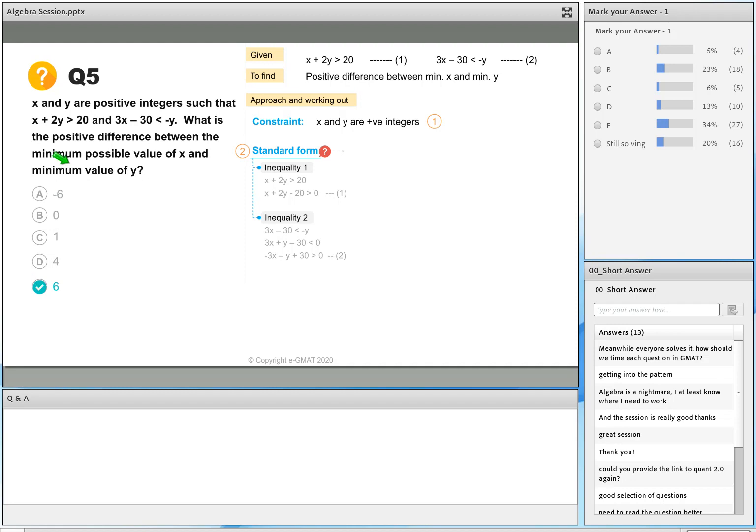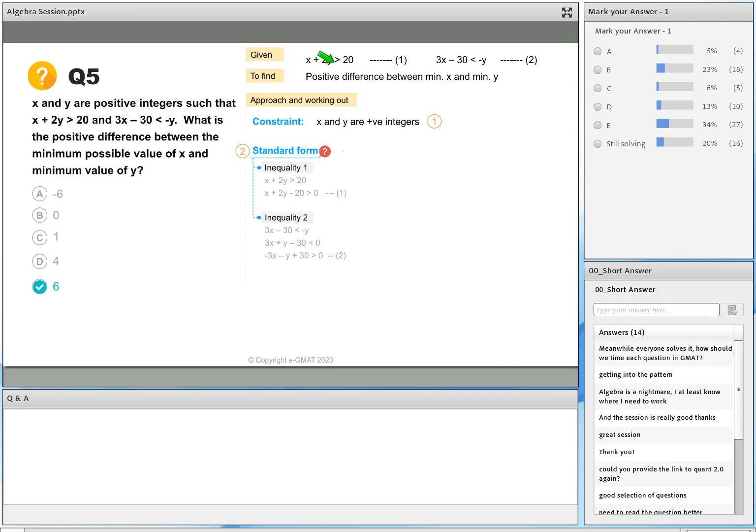Now, we want to find out the minimum possible value of x and the minimum possible value of y. And why? Because you want to find the positive difference between these two minimum values. Positive difference just means the bigger number minus the smaller number. So first of all, I have to have my two numbers and then I'll just be able to subtract them.